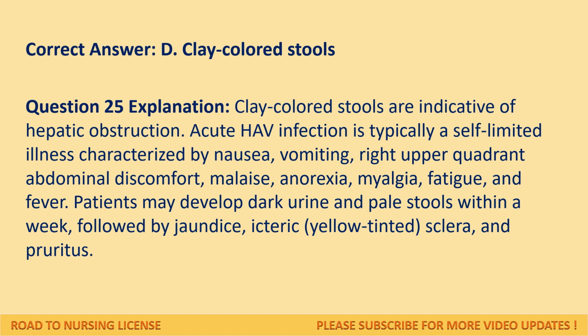Question 25. Explanation. Clay-colored stools are indicative of hepatic obstruction. Acute HAV infection is typically a self-limited illness characterized by nausea, vomiting, right upper quadrant abdominal discomfort, malaise, anorexia, myalgia, fatigue, and fever. Patients may develop dark urine and pale stools within a week, followed by jaundice, icteric, yellow-tinted sclera, and pruritus.